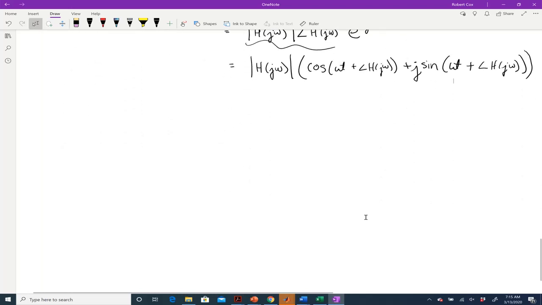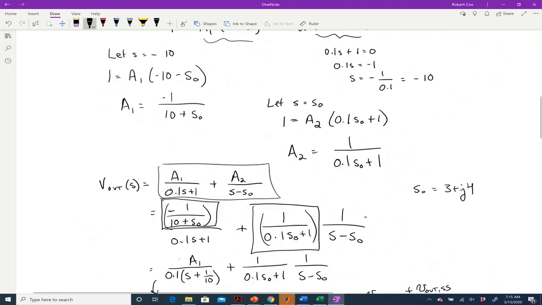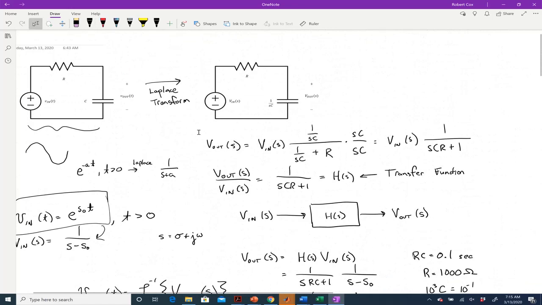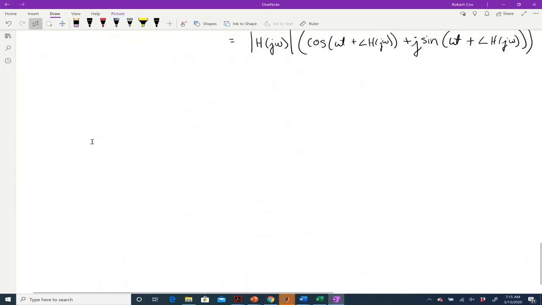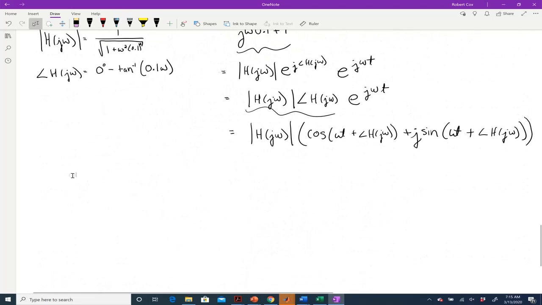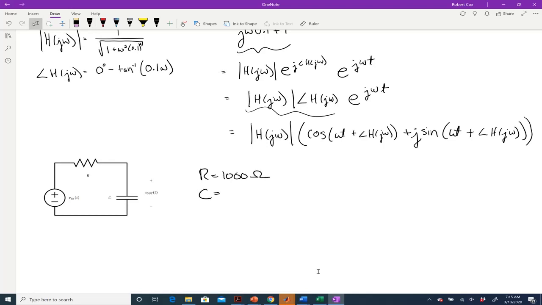So we said that in this particular case, for this circuit, and let me repeat the circuit down here. So let me bring it down. For this particular circuit, what we said is that I chose R equal to 1,000 ohms and C equal to 10 to the minus 4 farads.